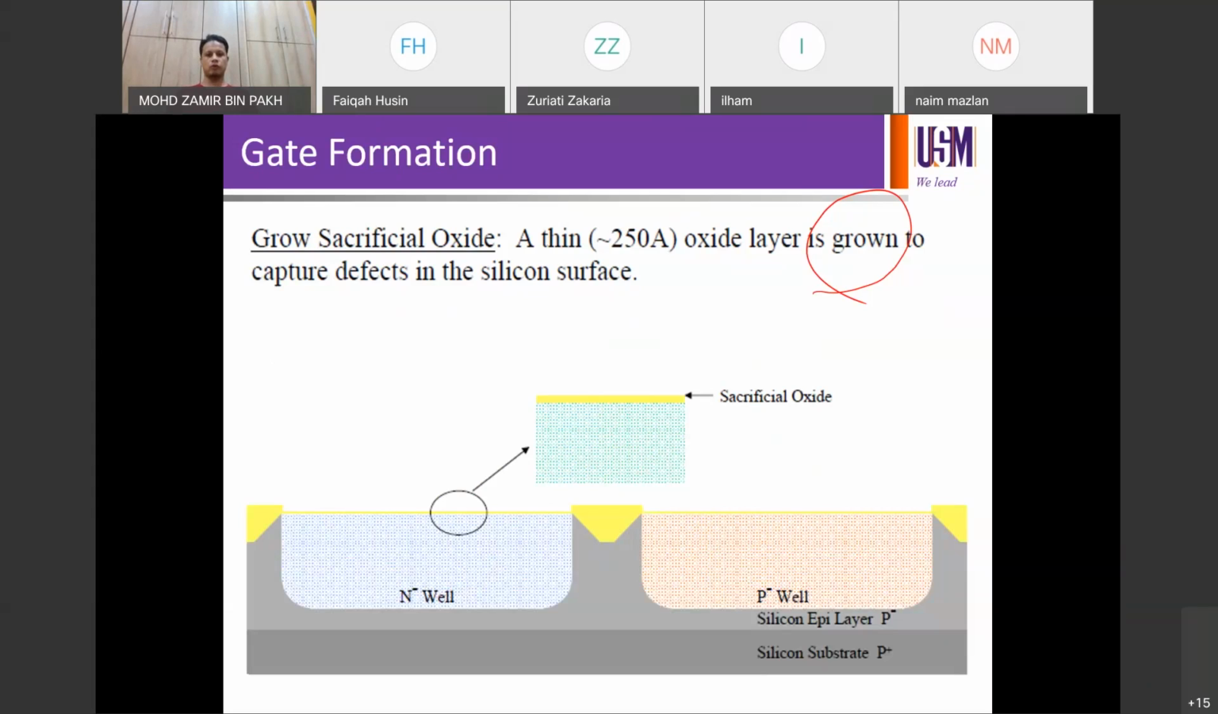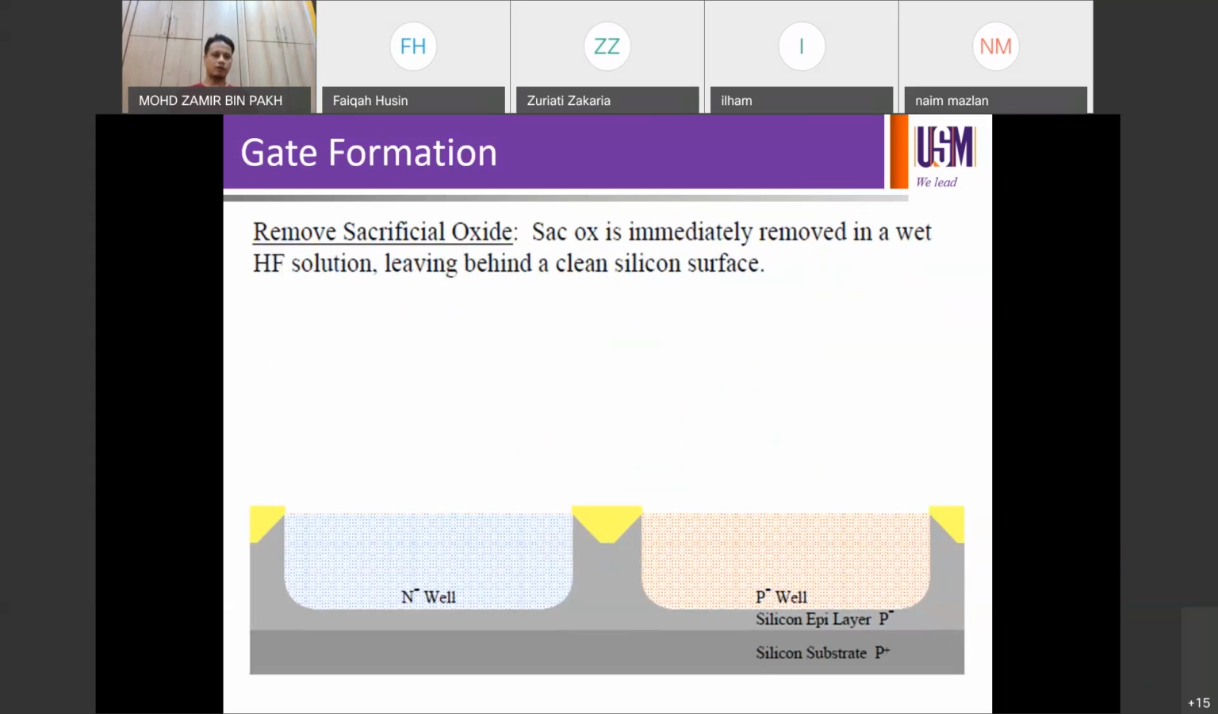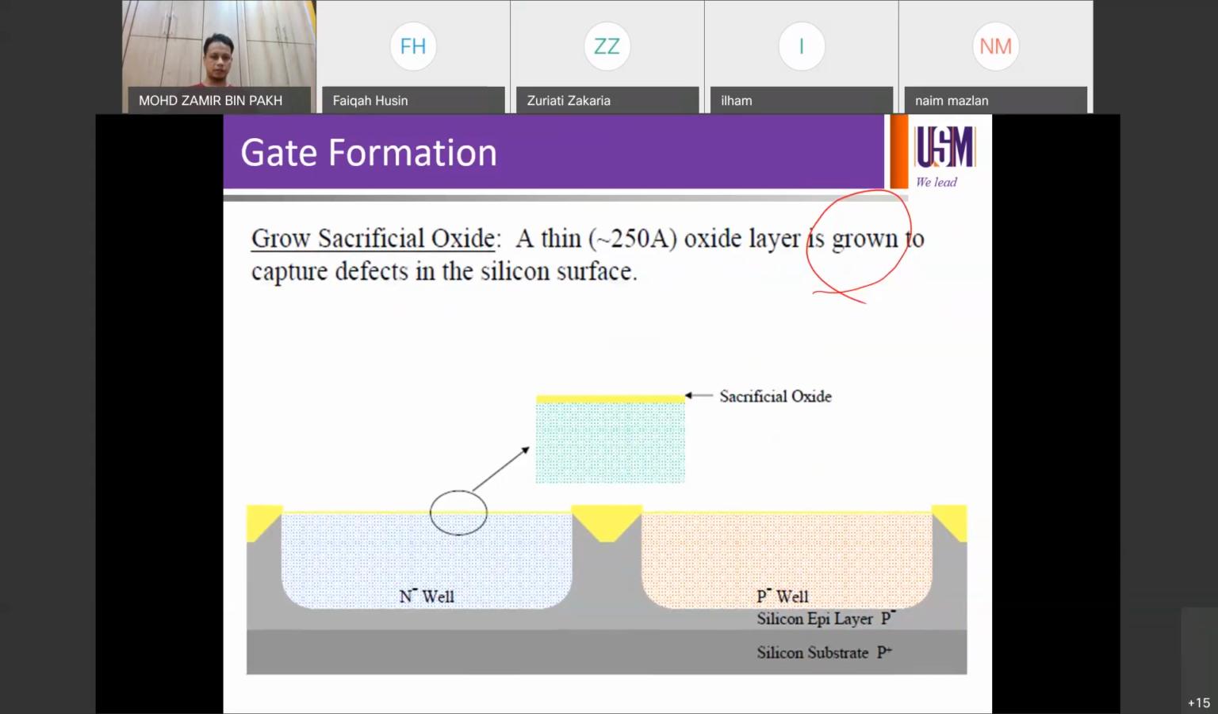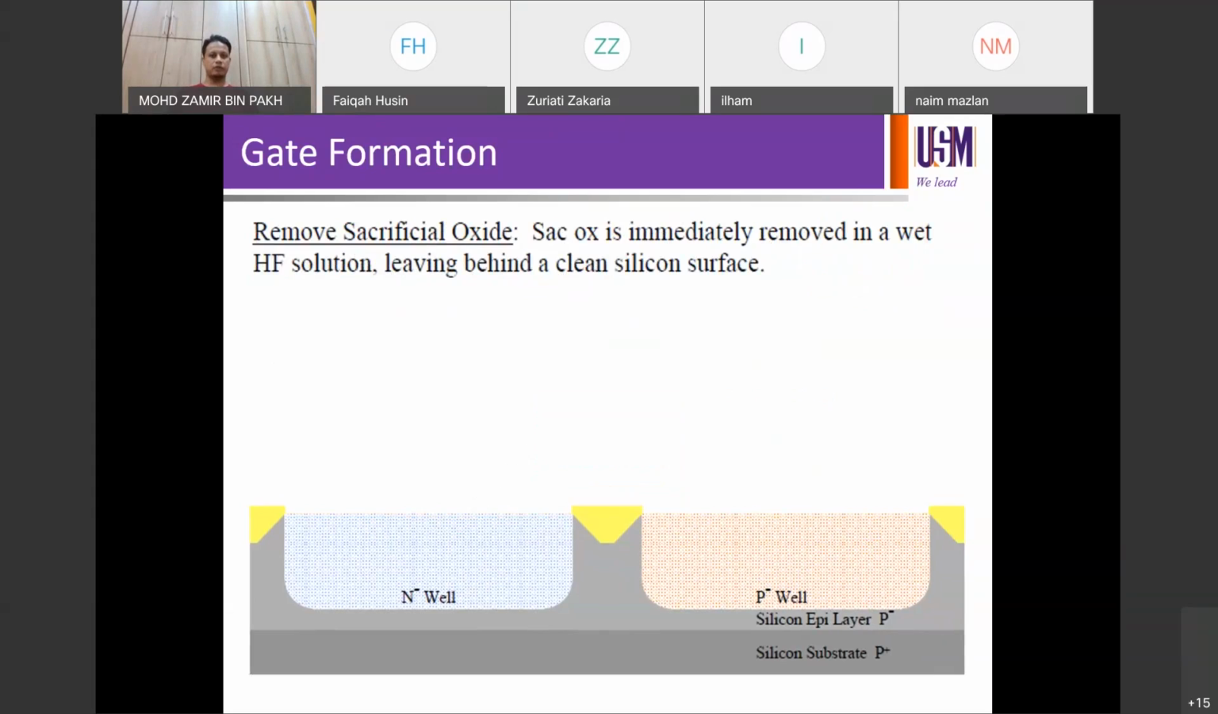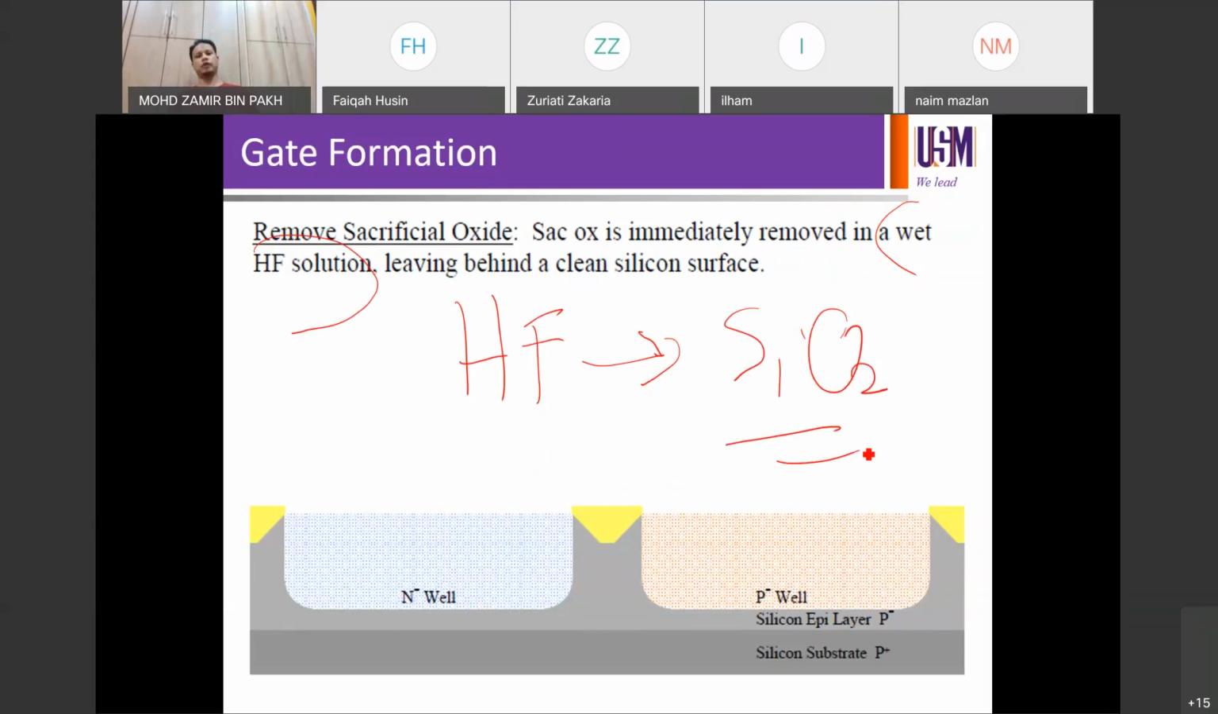So we grow a very thin layer of SAC-ox, 25 nano. Then remove the SAC-ox. The SAC-ox is immediately removed in a wet HF solution, leaving behind a clean silicon surface, right? So we use a wet HF solution. Now it is a wet etching process in HF solution. We learned last time that HF removes silicon dioxide, a thin oxide layer, right?